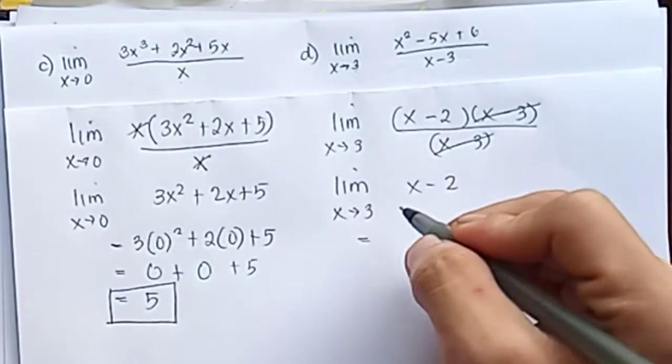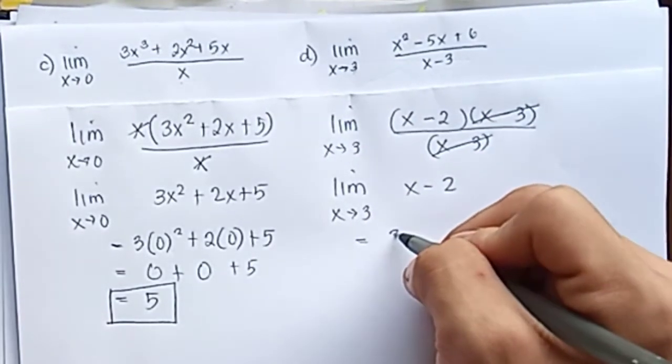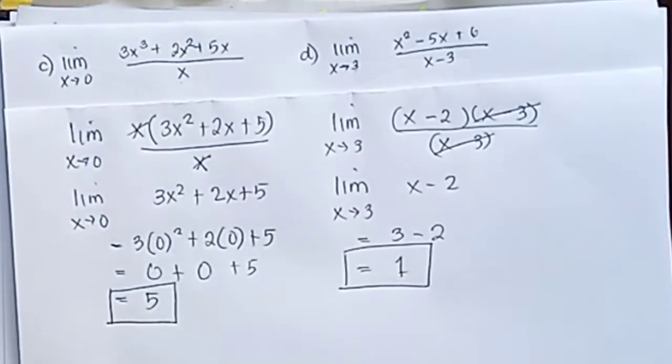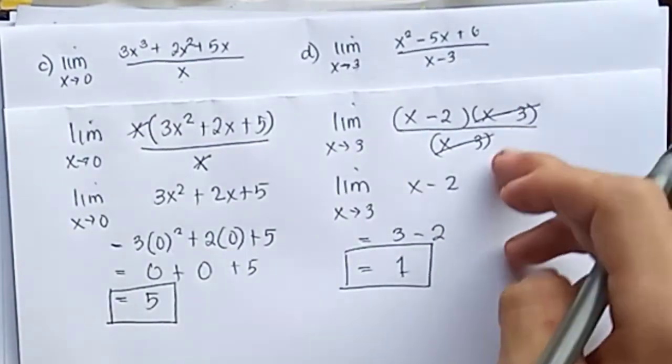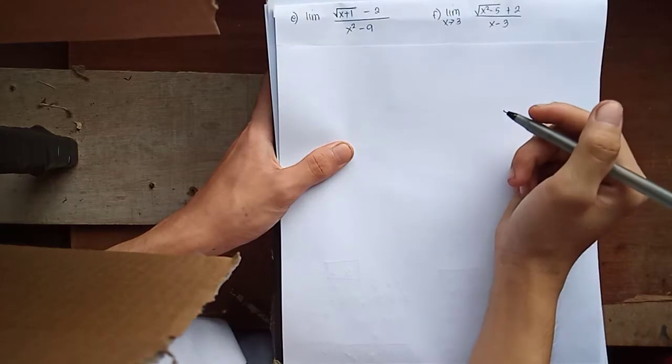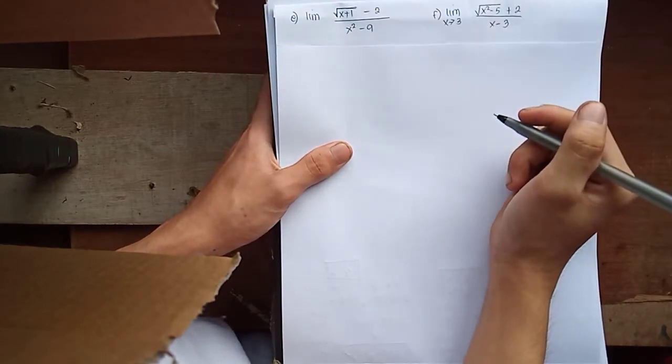So, we have to plug in 3 to x. So, we have 3 minus 2, that is equal to 1. So, therefore, the limit is 1. The limit of this function is 1. Okay? Okay, let's have another set of example.